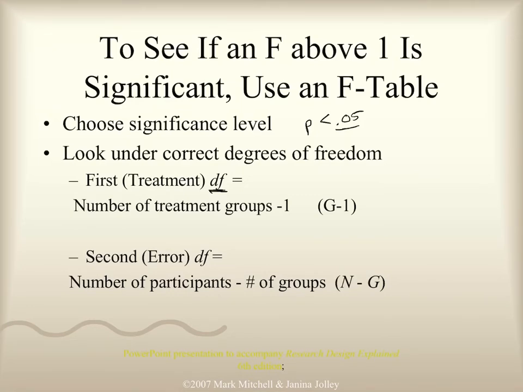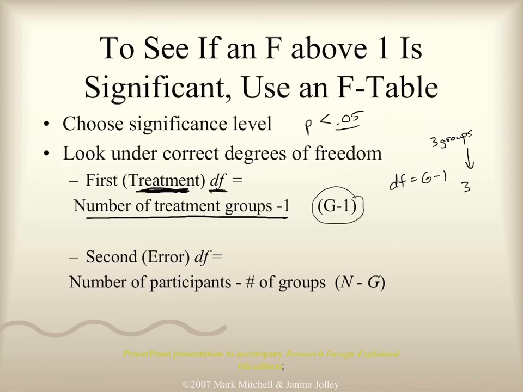So for an F table, the degrees of freedom for our treatment, think about this as groups. Each group is getting a different kind of treatment. The degrees of freedom for treatment is simply the number of groups minus 1. So our DF equals groups minus 1. If we have 3 groups, then 3 minus 1 equals a degree of freedom of 2 for our treatment.